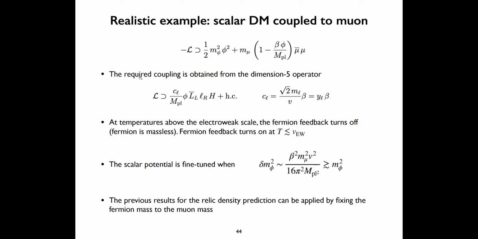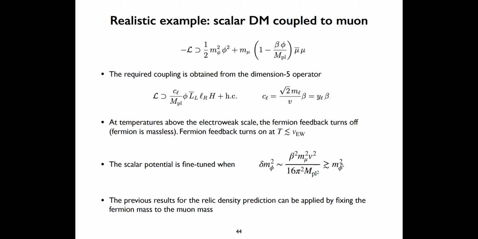Okay, so you can obtain this coupling from some dimension five operator. You could imagine UV completing this in various ways. At temperatures above the electroweak scale, the Higgs essentially is pinned at zero, and so the fermion mass turns off, the fermion feedback turns off essentially. Once the electroweak symmetry is broken, the fermion feedback will turn on, and the effective potential will then develop. With this coupling, there can be a correction to the scalar mass. You can close the fermion loop and then you'll have a phi squared h squared operator, and when the h gets a vev, it can generate a mass.